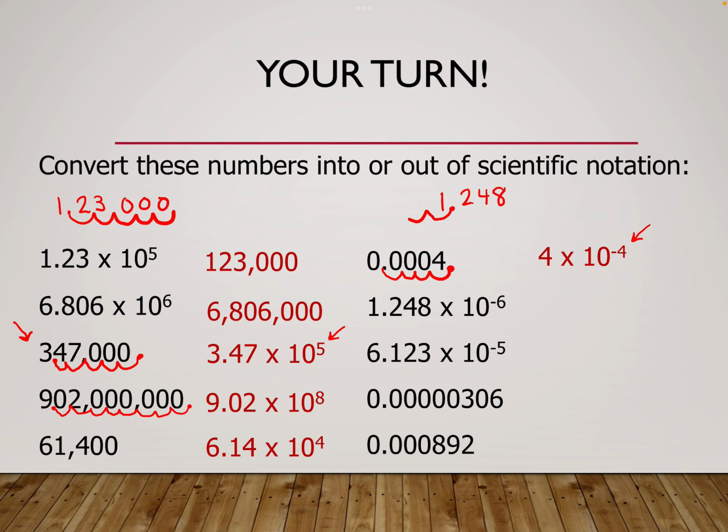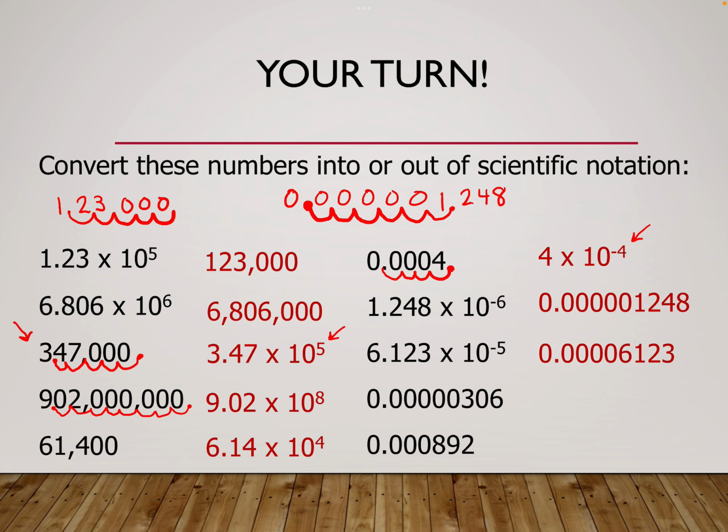So we're going to move it to the left. So we go 1, 2, 3, 4, 5, 6. That's where our decimal is. And then we're going to fill in all of our zeros. Okay. Same thing with the one below it. Fill in all of your zeros.